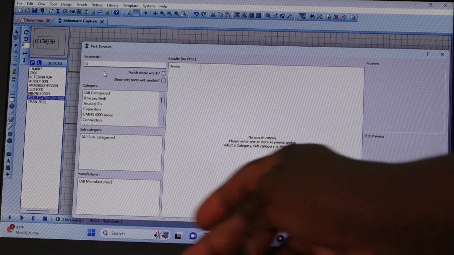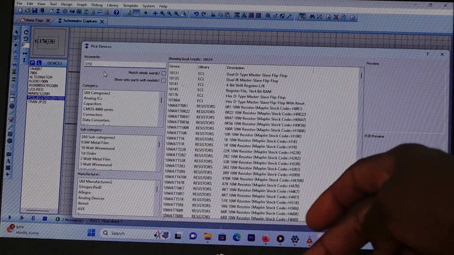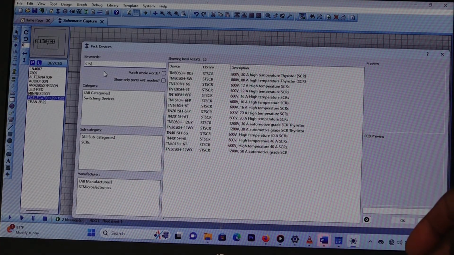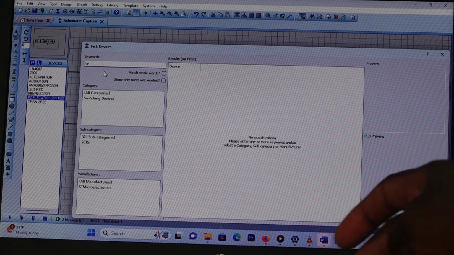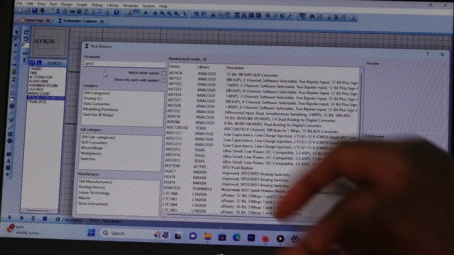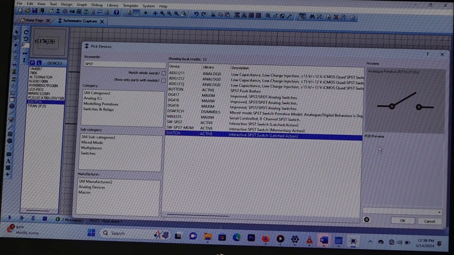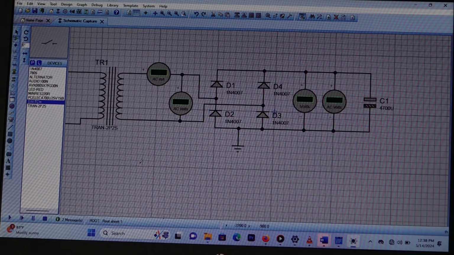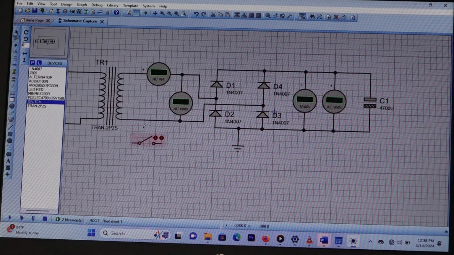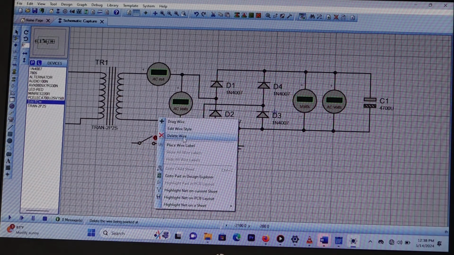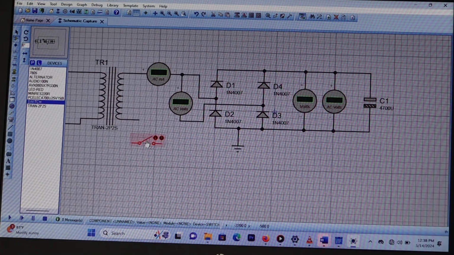Something we call single pole, single throw. I forgot the switch. Single pole, single throw switch. So where is it? Here it is. So I forgot it. Let me connect it here, so let me delete the wire, because the switch is very important for the power supply.